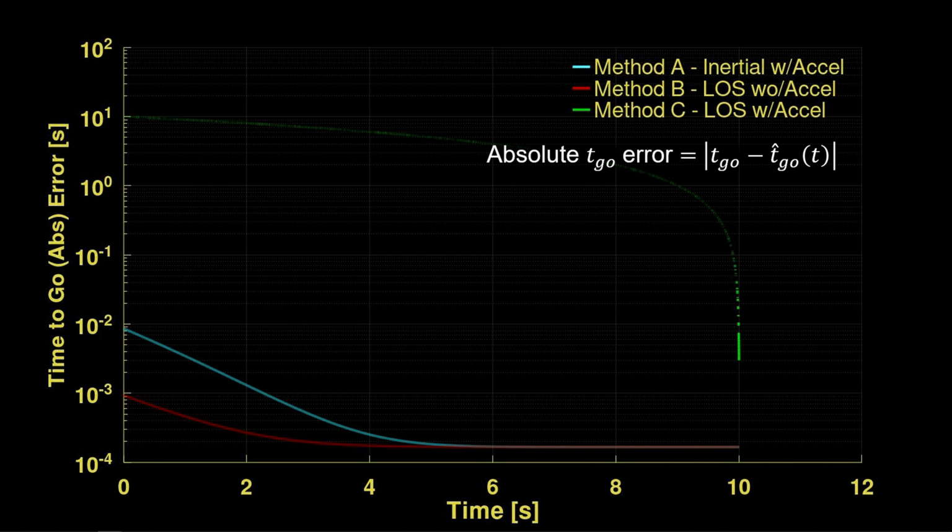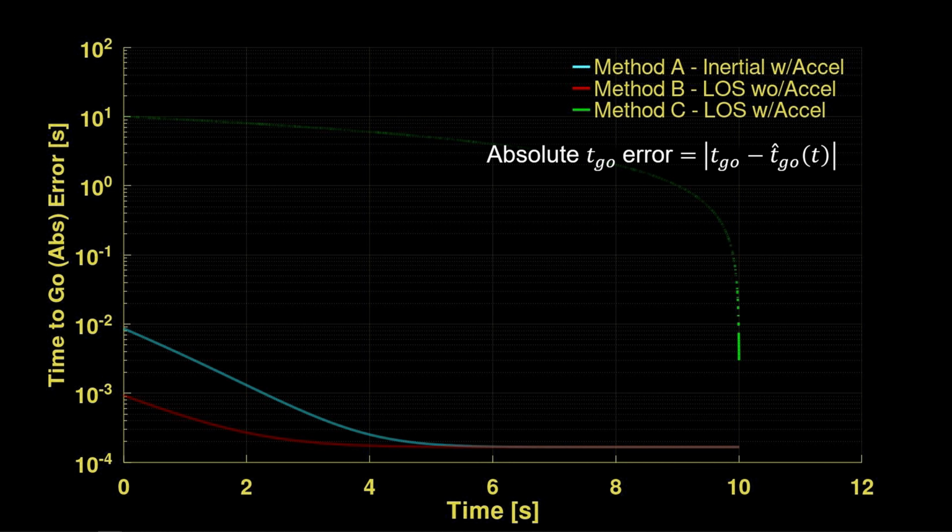We might expect method A, which accounts for relative acceleration, to be more accurate than method B, which does not. But initially, we see the opposite is true. This is attributed to the assumption of constant relative acceleration. Although the relative acceleration is updated at each time step, it's assumed constant, so that early on it's a greater source of error than improved accuracy.